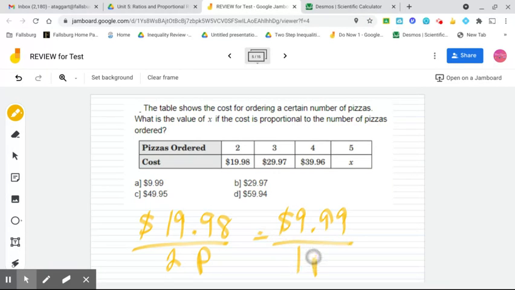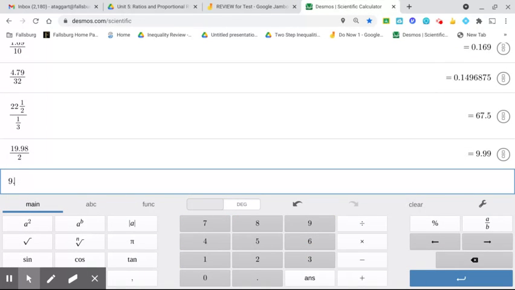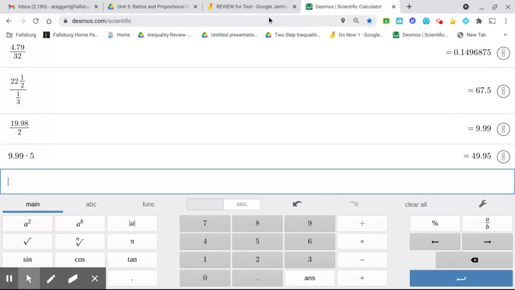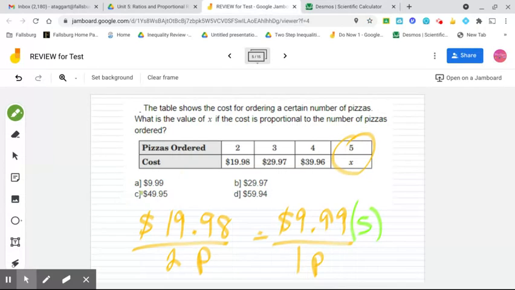$9.99 for one pizza. Well, we want to know how much 5 pizzas is. So we're just going to take this $9.99 and multiply it by 5. $9.99 times 5 gives me $49.95. So that should be a choice here, and it is choice C. Okay, so remember, a table is proportional if the unit rate is constant.